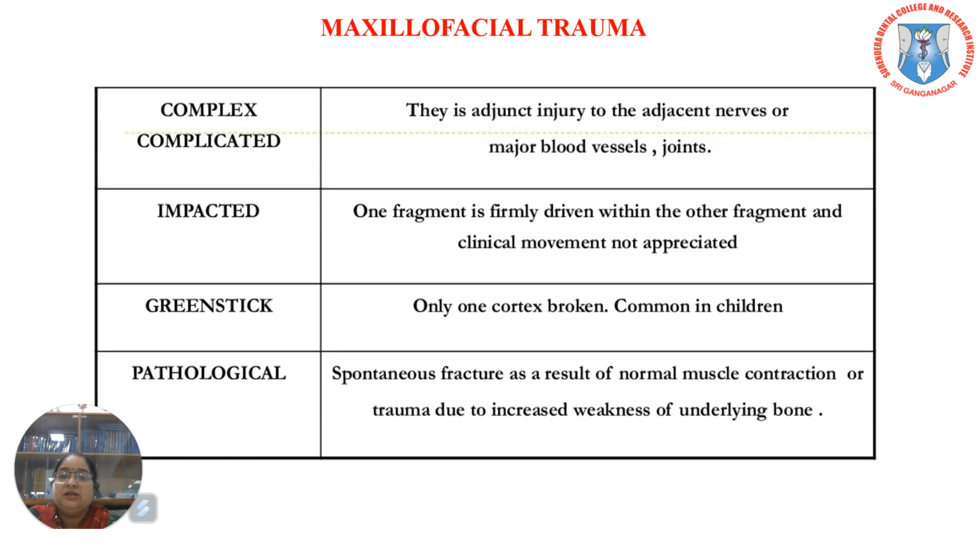Complex or complicated fracture has adjuvant injury to adjacent nerves, major blood vessels or joints. Impacted fracture is when a fragment is firmly driven within the other fragment and clinical movements are not appreciated. Greenstick fracture is commonly seen in children, where only one outer cortex is fractured. Pathological fracture, a spontaneous fracture, may result from normal muscle contraction or trauma due to increased weakness of the underlying bone, commonly seen with large pathologies such as a cyst or tumor.